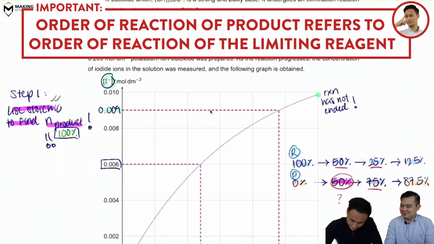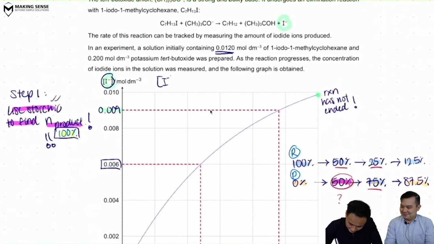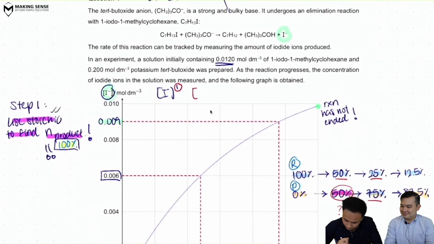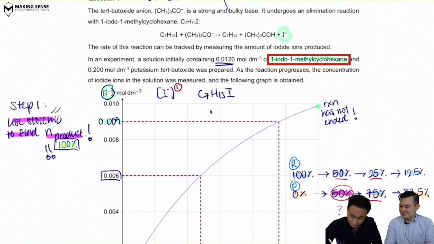If the order of reaction with respect to I minus is 1, this means nothing to you because we don't care about products. This means that actually the order of reaction of the limiting reagent in this question, which is 1-iodo-1-methylcyclohexane, C7H13, the thing with the I, okay? The order of this reaction with respect to the thing with the I is 1, okay? And that's what it means.